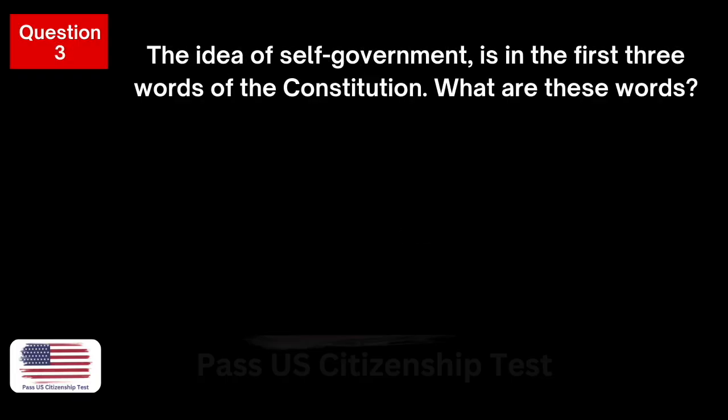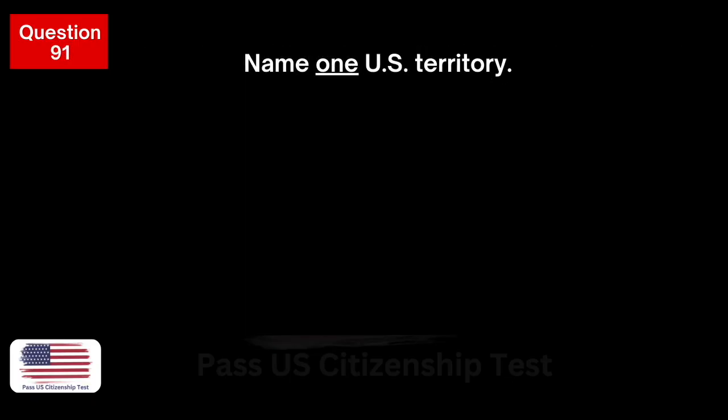The idea of self-government is in the first 3 words of the Constitution. What are these words? We the people. Name one U.S. territory. Guam.